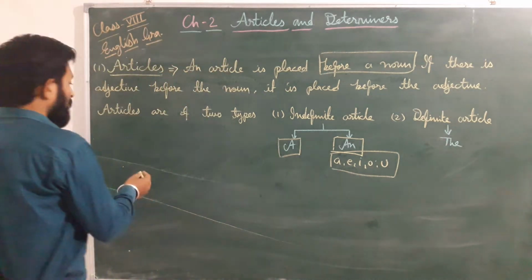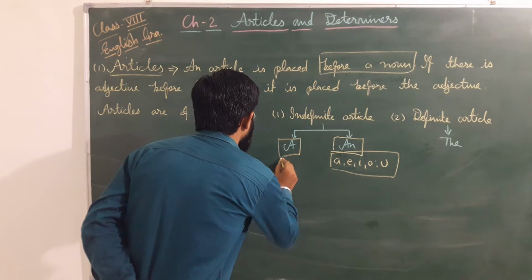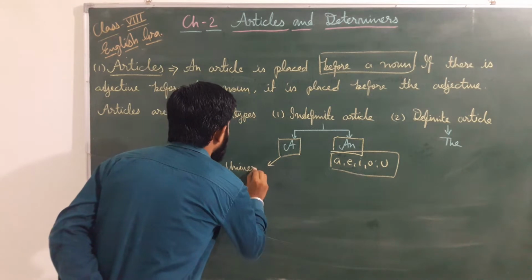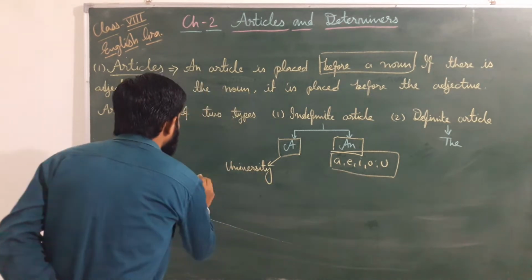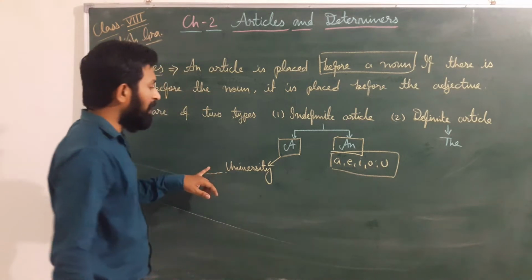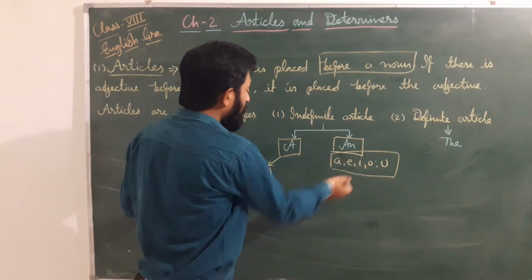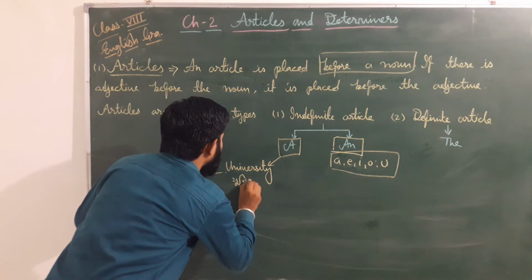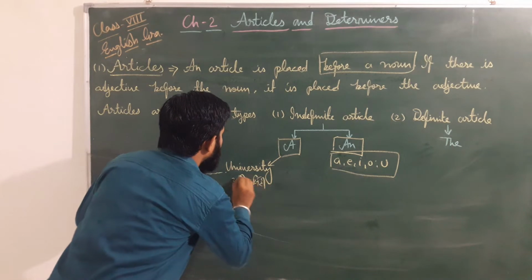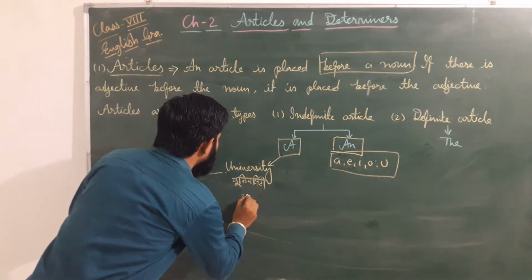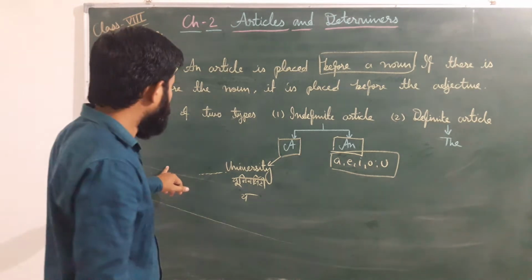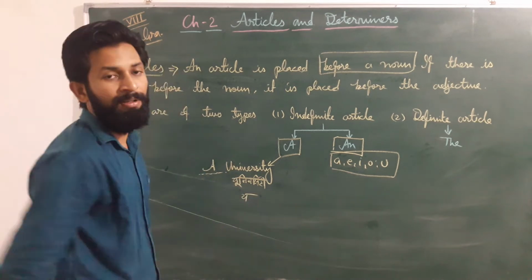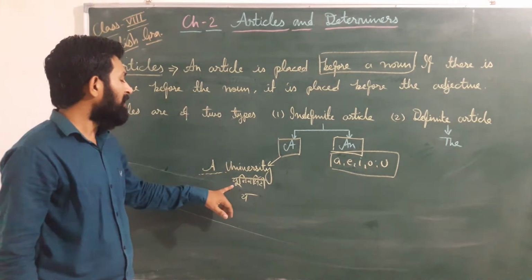Like, at first we will talk about a. Like the word university is there. If I ask you what I have to fill here, according to that rule you have to fill an. But what is the pronunciation? University. If you write it in Hindi, university, it means the first sound is like 'yu'. So we can't place an here and we have to fill a here, because the pronunciation starts with the 'yu' sound.